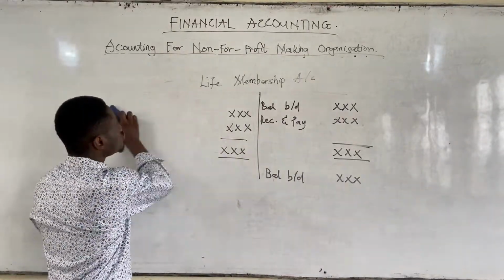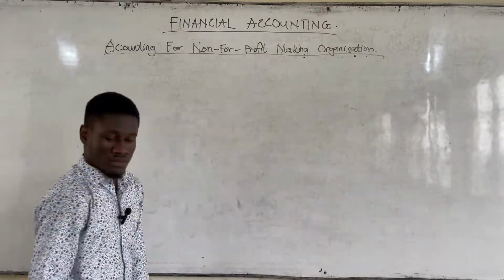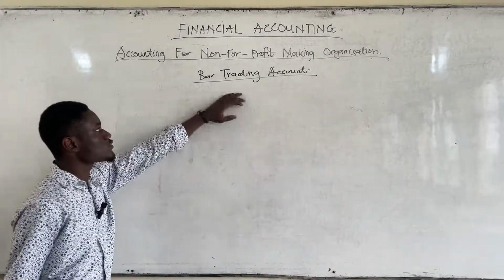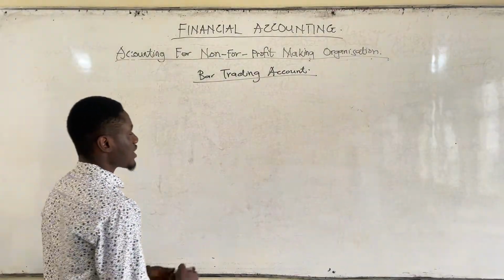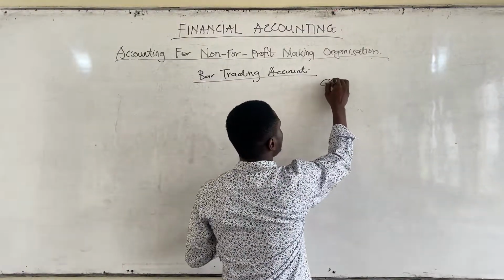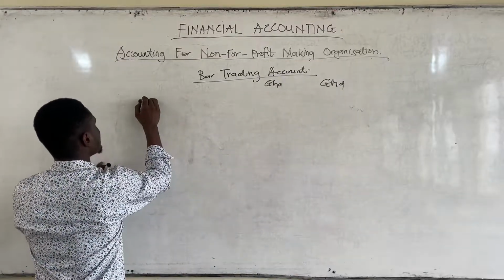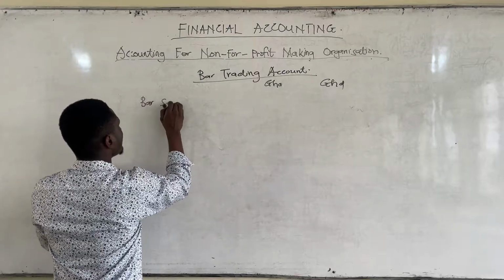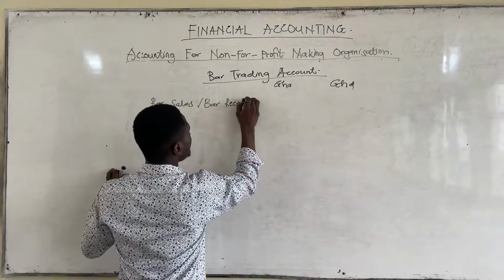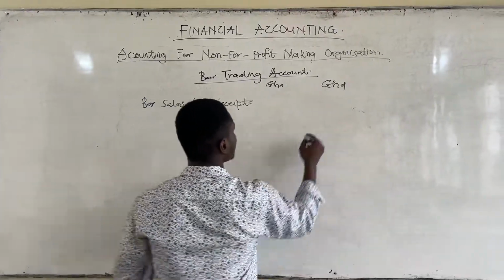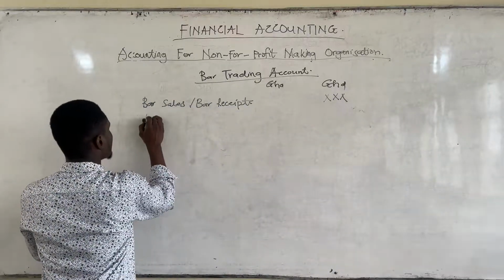Good. So we'll move on to our bar trading account. So we are going to calculate or draw up our bar trading account. With a bar trading account, it's just like our income statement. So with this, we have our bar sales or bar receipts. So either you have bar sales or bar receipts. The amount will be written here. Then you will come here to less your cost of sales.